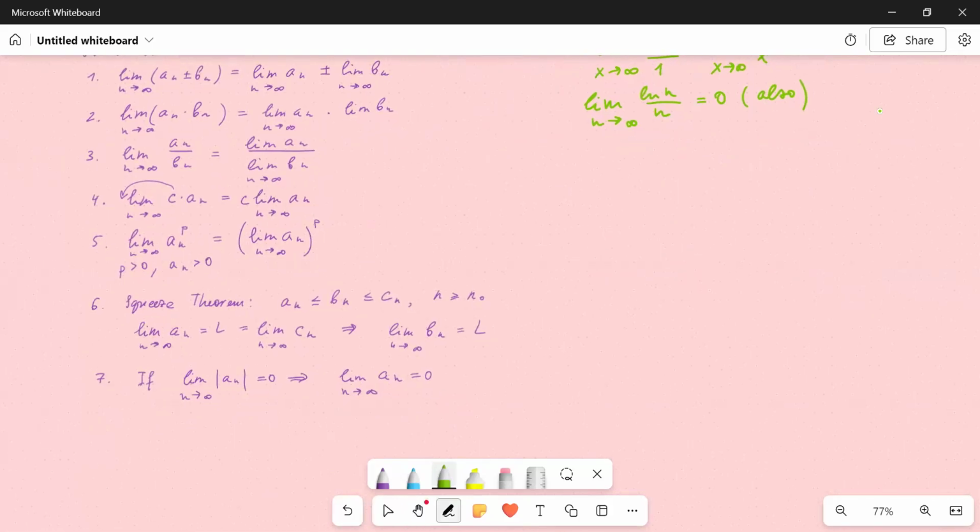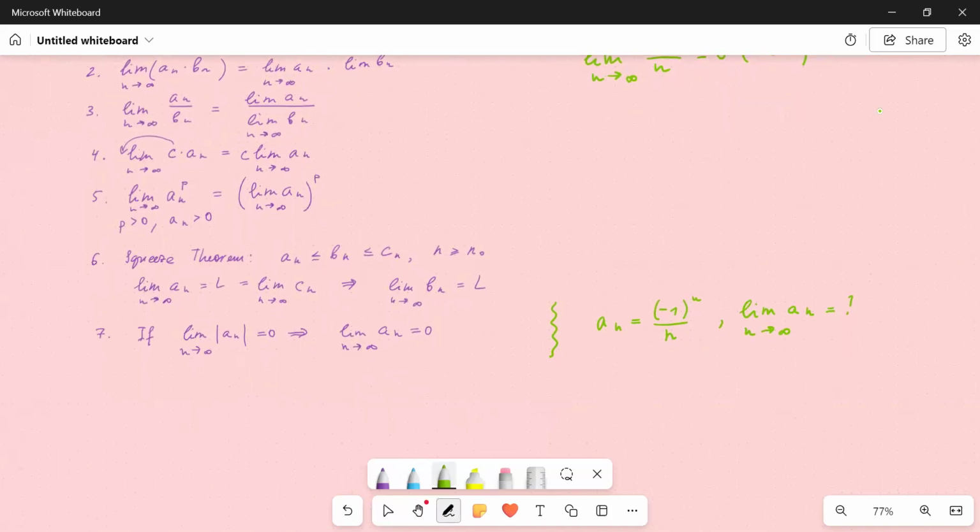I'm going to do the in-between ones too, but for the last one, I'm going to consider a sequence a_n, which is (-1)^n over n. And I'm going to look for the limit of a_n as n approaches infinity. Because I'm planning to use this theorem, property number 7, I'm going to calculate the limit of the absolute value of a_n.